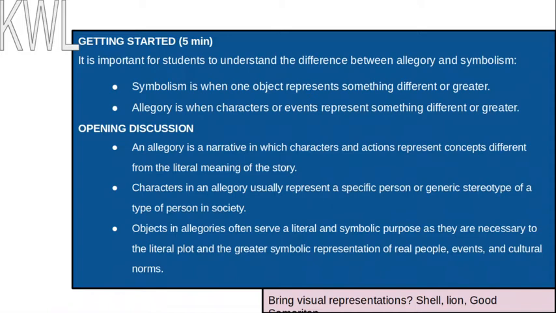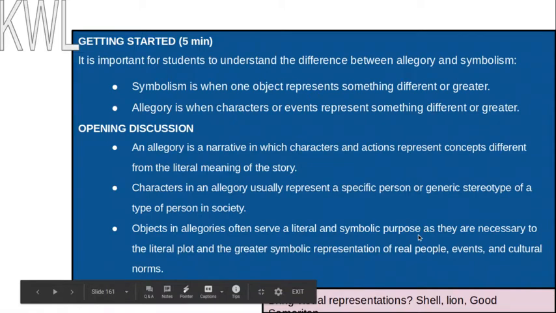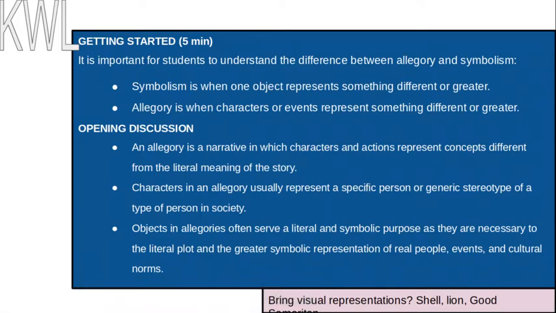So, an allegory would be like the cowardly lion, that some people in life really try to come across as super powerful, but inside they're really cowardly. So the cowardly lion from The Wizard of Oz is a character that represents a deeper meaning in society for people who try to act all tough, but really aren't that tough. Objects in allegories often serve a literal and symbolic purpose, as they are necessary to the literal plot and the greater symbolic representation of real people, events, and cultural norms.